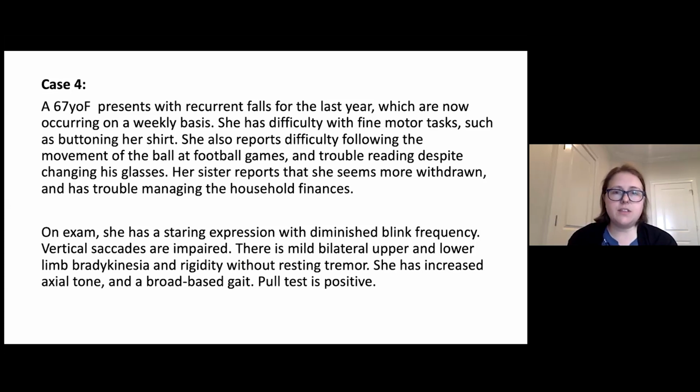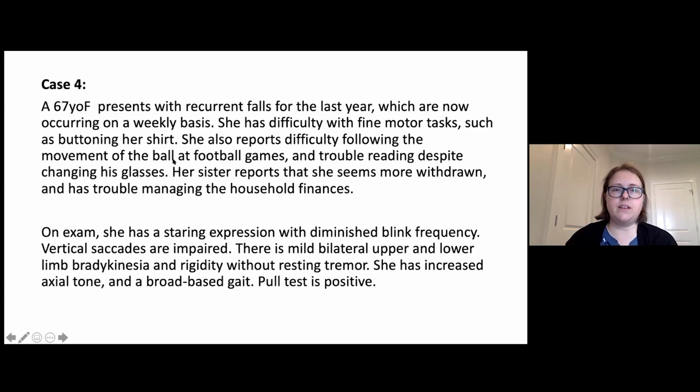On exam, she has a staring expression with diminished blink frequency. She has impaired vertical saccades, and there is a mild bilateral upper and lower limb bradykinesia and rigidity without rest tremor. She has increased axial tone and a broad-based gait, and pull test is positive. So again, here we have a case where she certainly has some Parkinsonism. I've told you she has bradykinesia and rigidity, but again, there's more going on here, right?